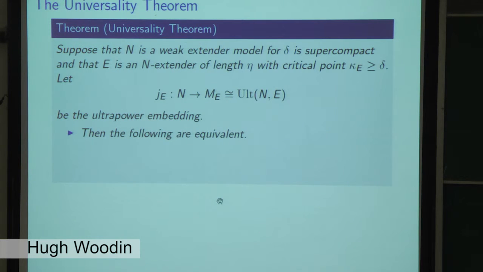So here's the universality theorem, which shows why weak extender models are interesting. This is the sharpest possible version, sharper than the versions I've previously stated. If N is a weak extender model for delta supercompact, E is an N-extender of length eta with critical point greater than or equal to delta, and we have the corresponding embedding, then the following are equivalent.